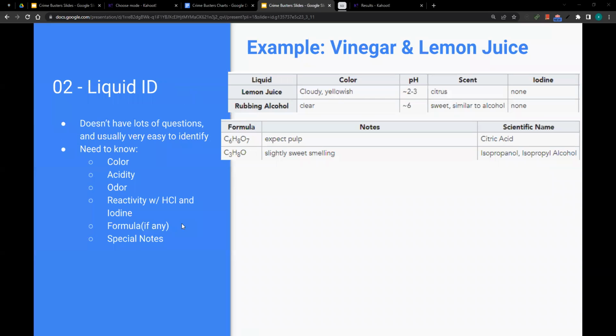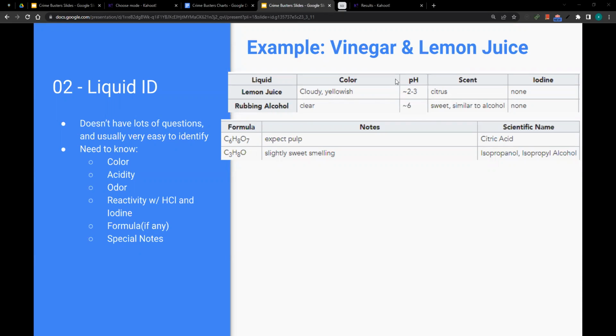So the next part is liquid identification. Usually a test won't have lots of questions about liquids. You just know the color, acidity, odor, reactivity, all that same stuff. I have two examples here. They're pretty obvious sometimes. For example, lemon juice is acidic and it is yellow, of course. And of course, it smells like lemons.